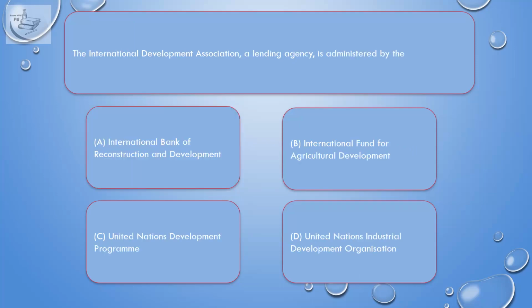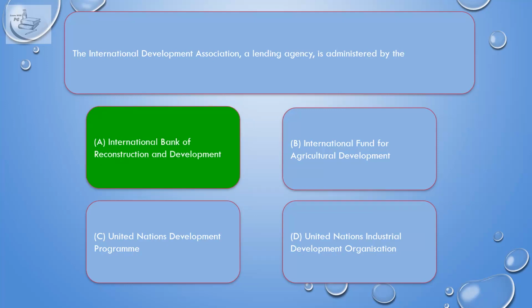Question: the International Development Association, a lending agency, is administered by the A. International Bank of Reconstruction and Development, B. International Fund for Agricultural Development, C. United Nations Development Programme, D. United Nations Industrial Development Organization. Correct answer is A. International Bank of Reconstruction and Development.